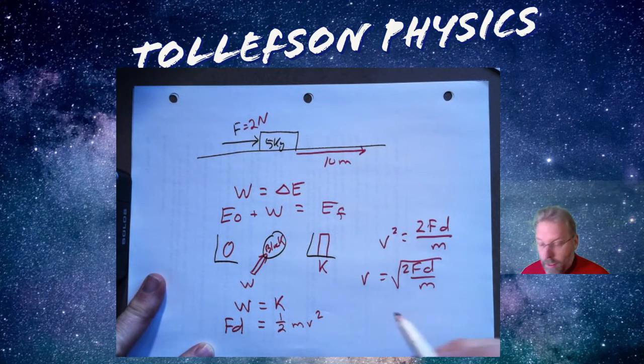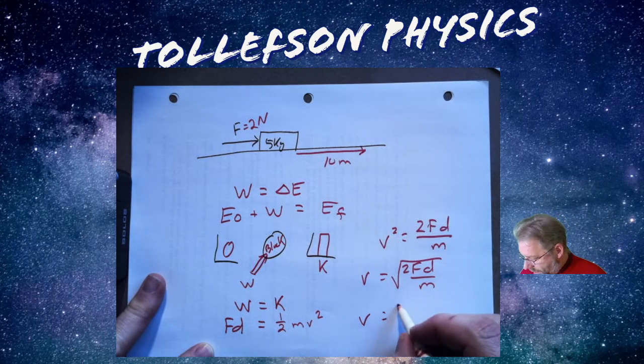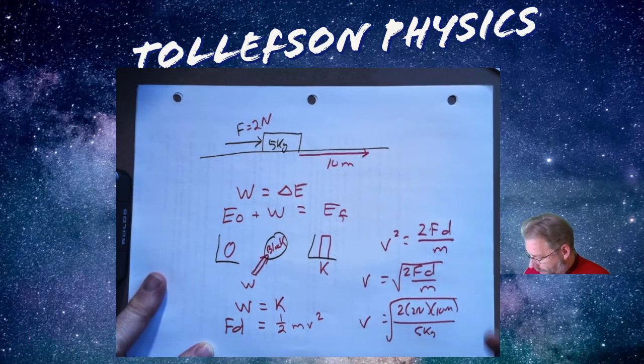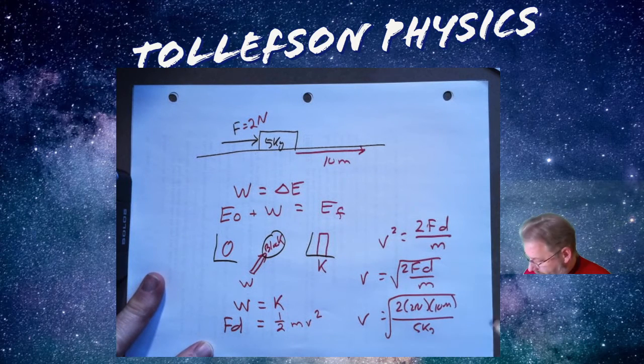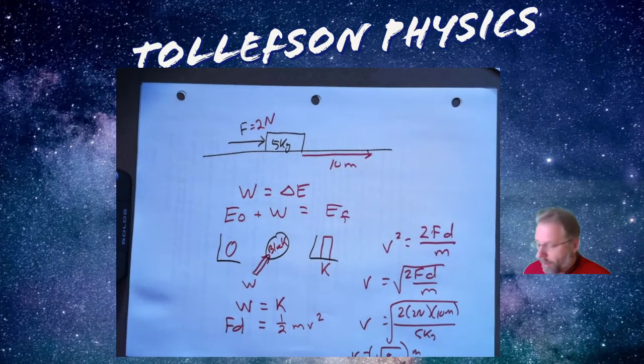And so then using conservation of energy, I can now figure this out. So 2 times 2 newtons times 10 meters divided by 5 kilograms, and then I have to take the square root of that. So 10 divided by 5 is 2. So 2 times 2 times 2 is 8. So the velocity is the square root of 8, and that'd be meters per second on the outside of that.